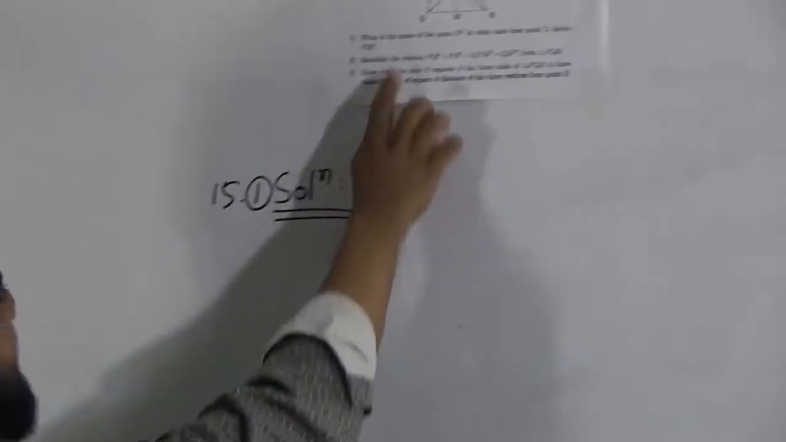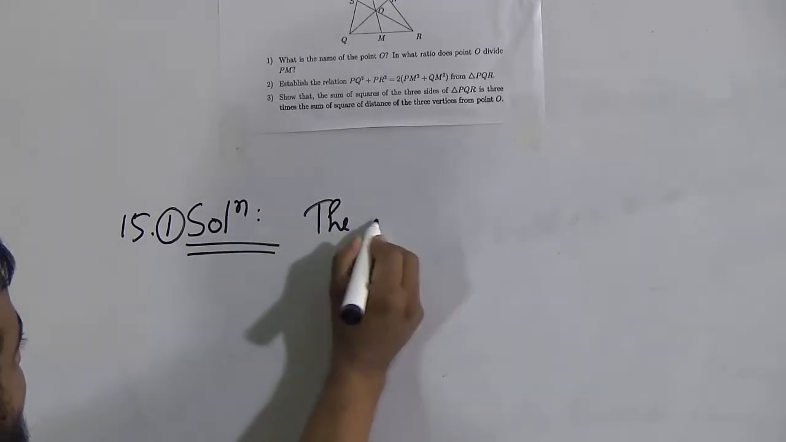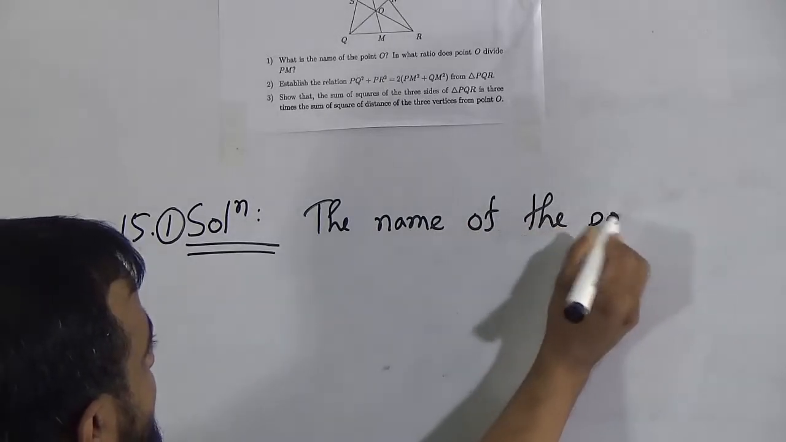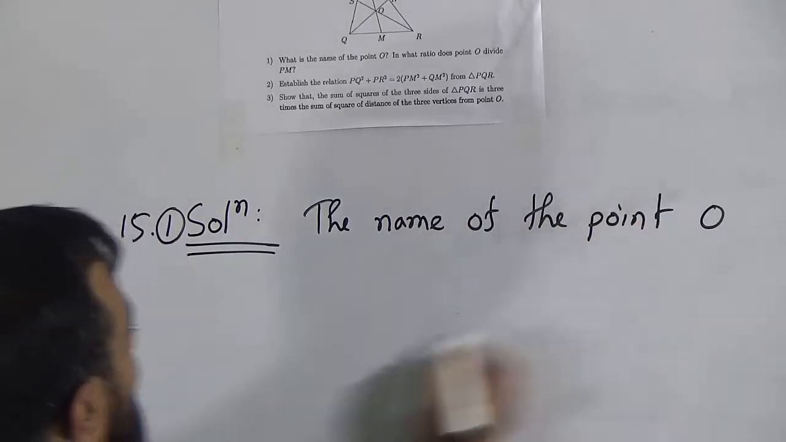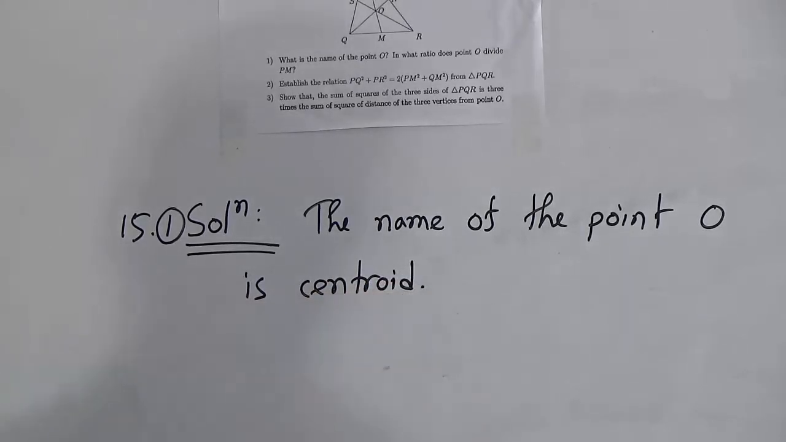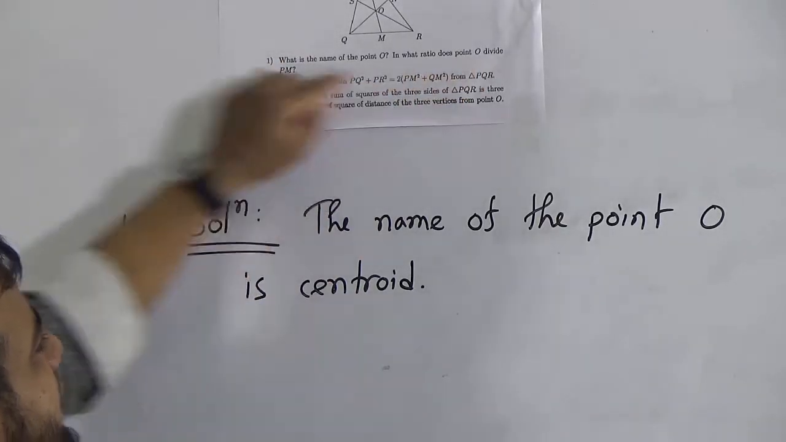The solution is, what is the name of the point O? My dear students, we know that if in any triangle three medians intersect at a point, then that point is called the centroid. So the name of the point O is centroid. Yes, we can write down the name of the point. The name of the point O is centroid.